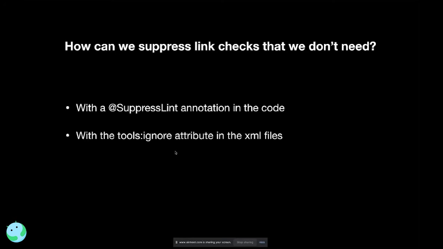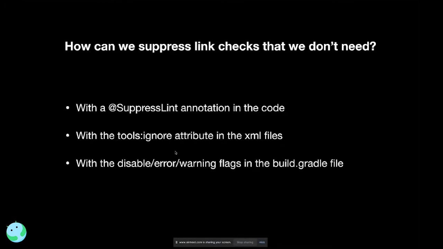Second is just like we did in the XML files, tools ignore and adding the ID of the issue that ignores it. Third is doing it in the app's build Gradle file, where I have, not particularly three flags, it's just like severity flags. I can use disable or error or warning, again depending on the severity level that I want it to be. And then I add my lint ID. I can add multiple lint issue IDs with a comma.